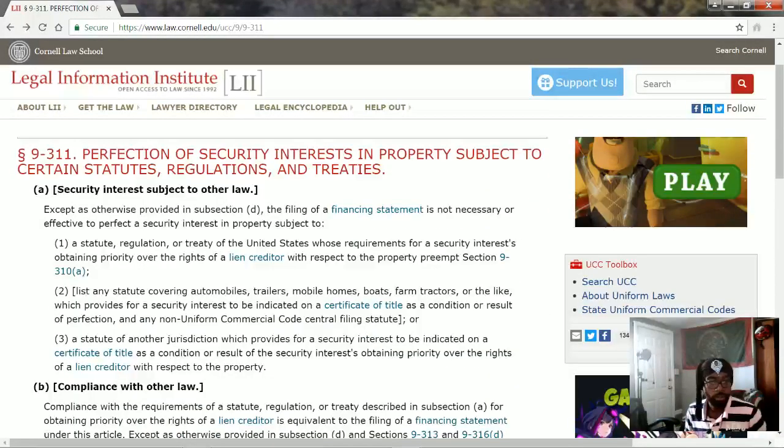Let's go back up. A, security interest subject to other law, except as otherwise provided in subsection D, which is dealing with statutes. But remember, we're dealing with treaties, not statutes. Except as otherwise provided in subsection D, the filing of a financing statement is not necessary or effective to perfect a security interest in property subject to what? Subject to what? One, a statute, regulation, or treaty of the United States whose requirements for a security interest obtaining priority over the rights of a lien creditor with respect to the property preempt section 9-310(a).